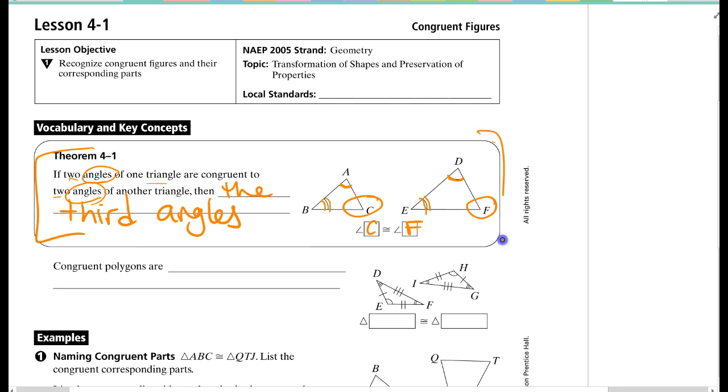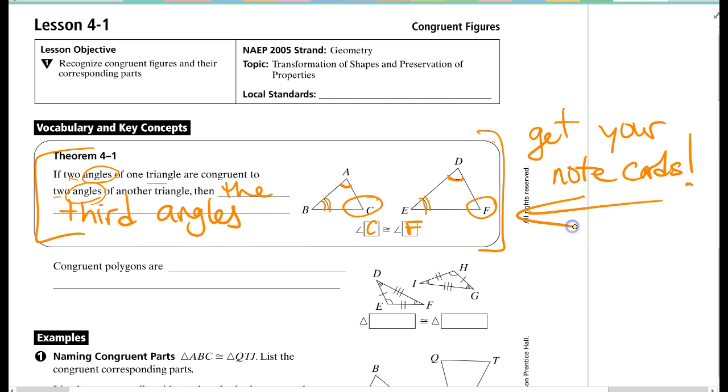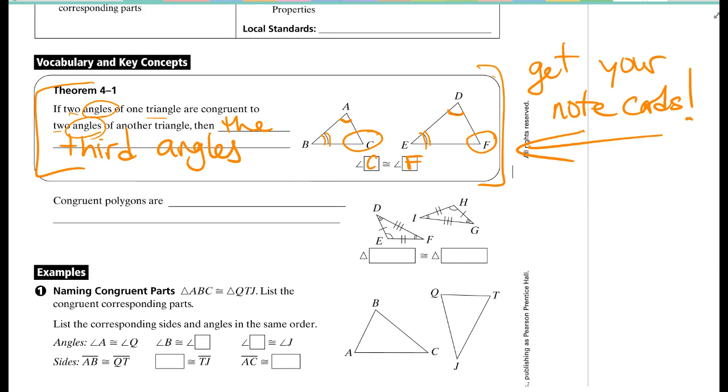So, by the way, if you want to pause the video right now and go get your cards, then you can add Theorem 4-1 to your stack of note cards. Also, let's have another note card for this.